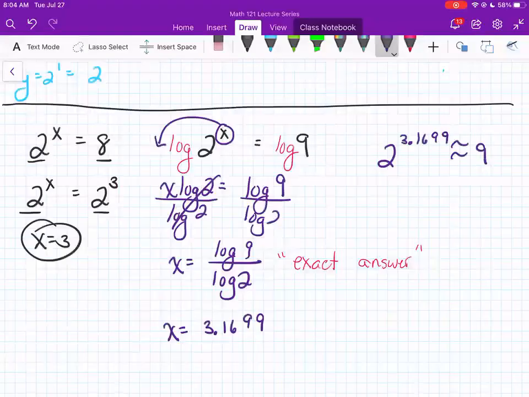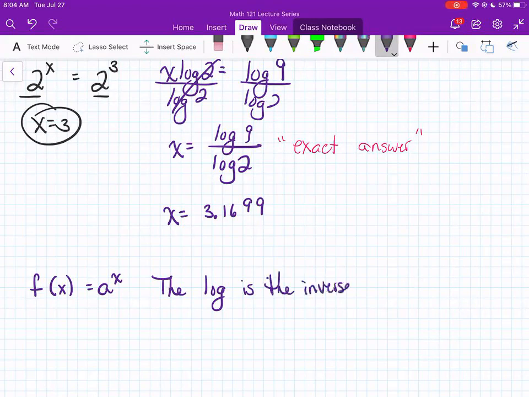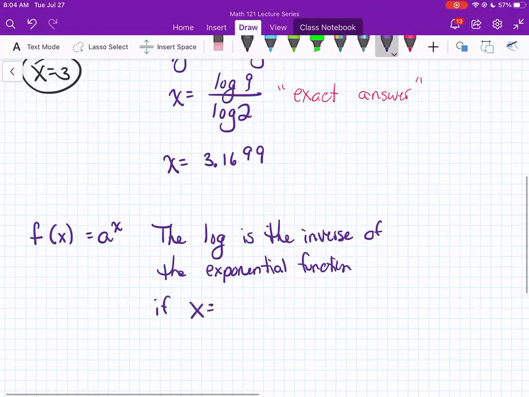We can therefore define this log function when we have some function f of x is equal to a to the x. The log function is the inverse of the exponential function. And you can think of that as if x equals a to the y, then we say log base a of x equals y.